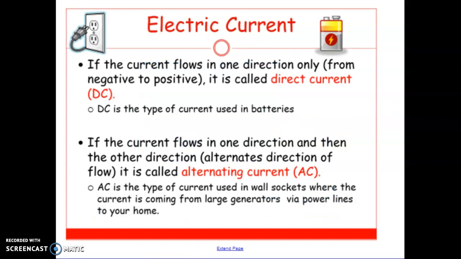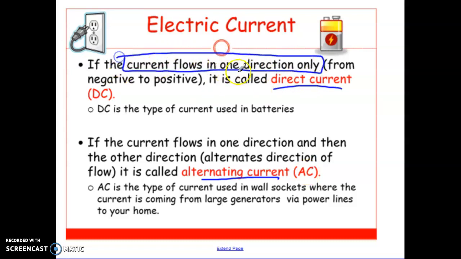Okay, so types of current. I think I mentioned this in another video, but we have 2 types. Direct current, or DC for short, and alternating current, which is AC. So direct current means that the electrons are flowing in only one direction. So meaning they're traveling, let's say, in a circuit from a battery, they travel only one way, from the negative to the positive.